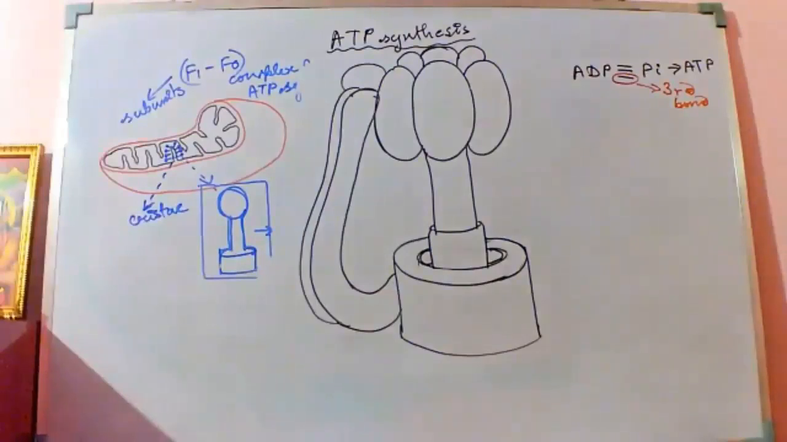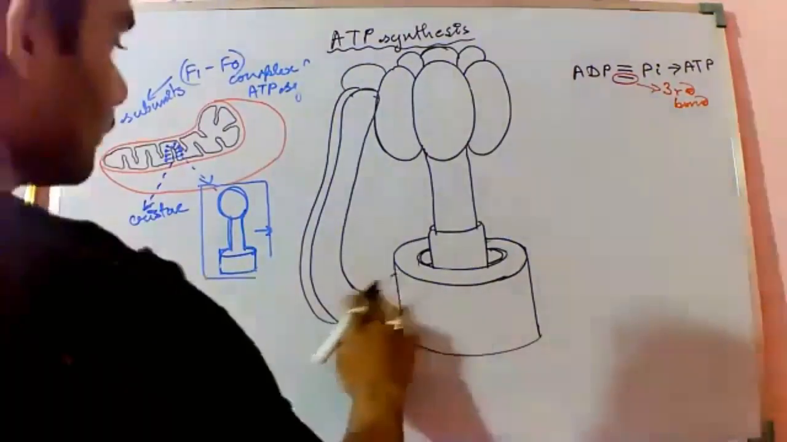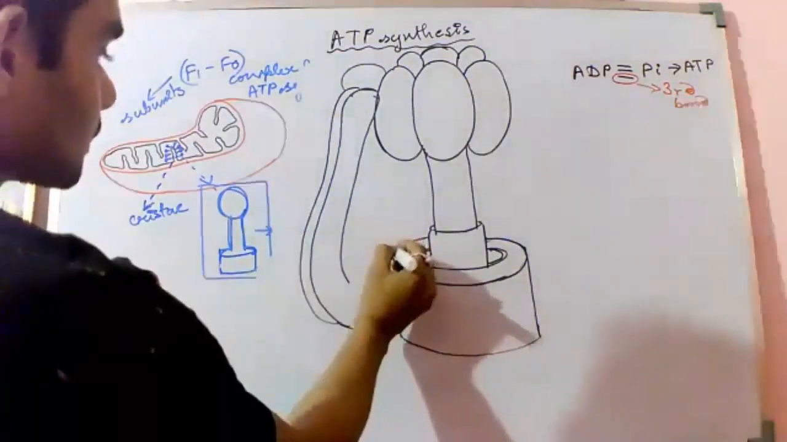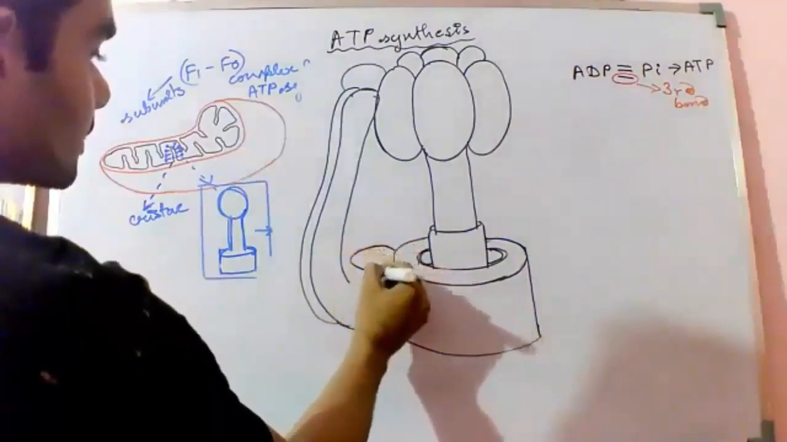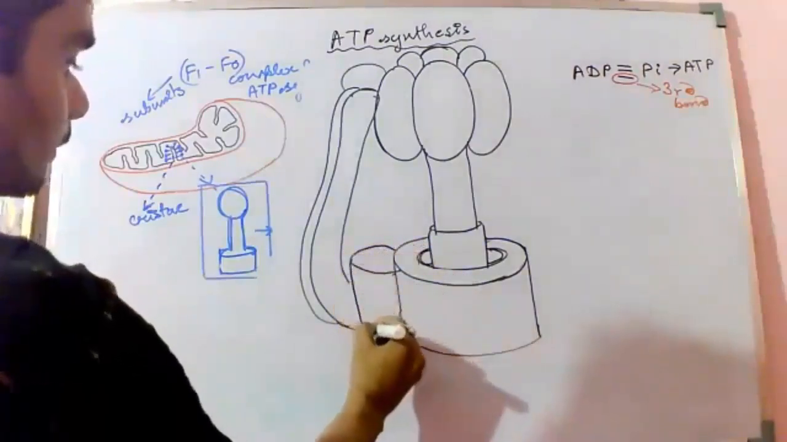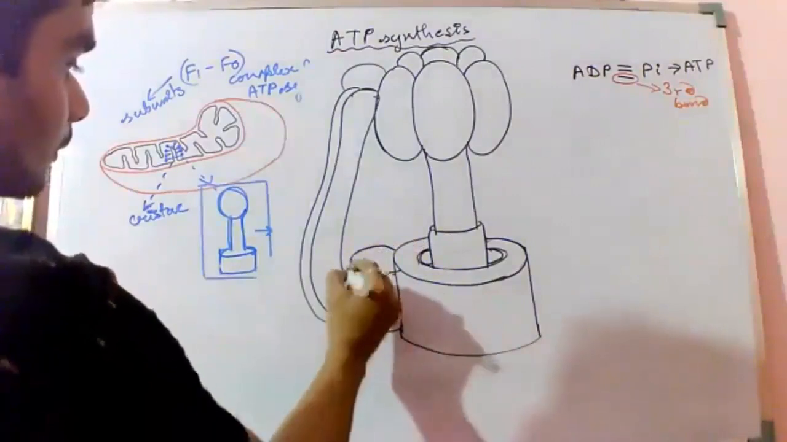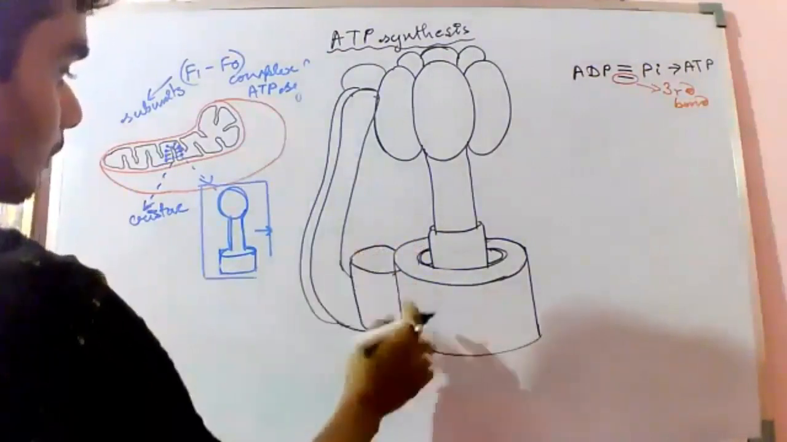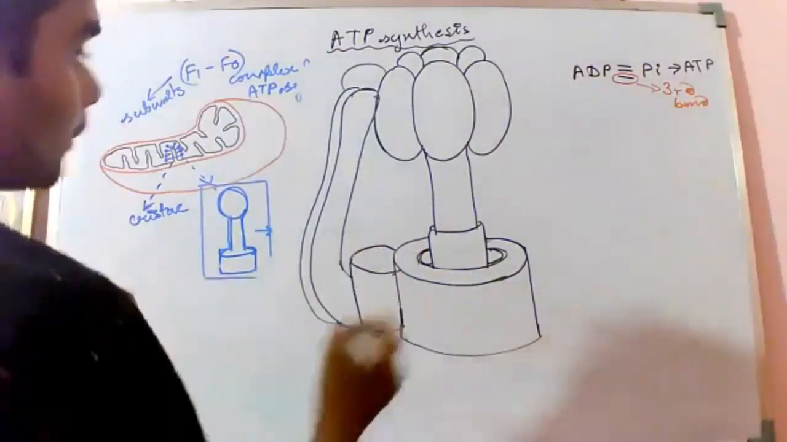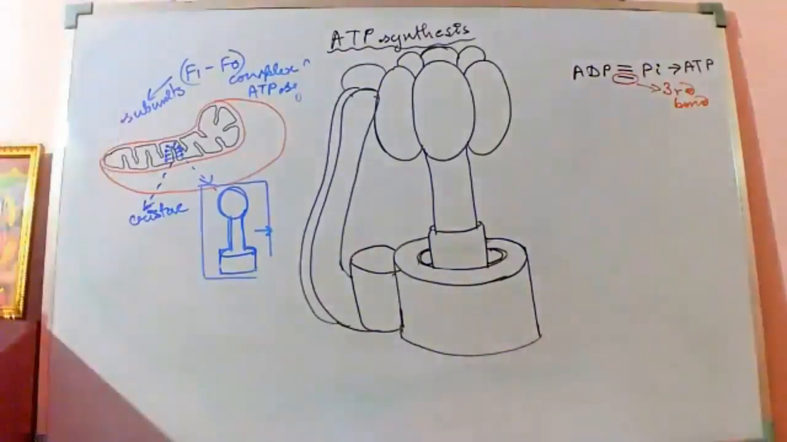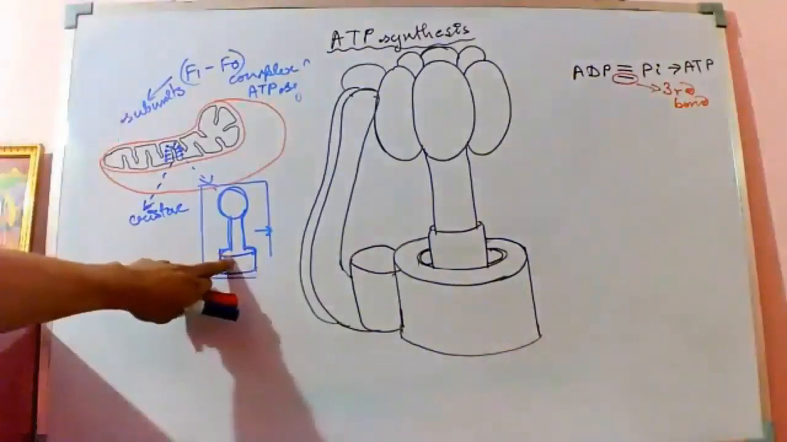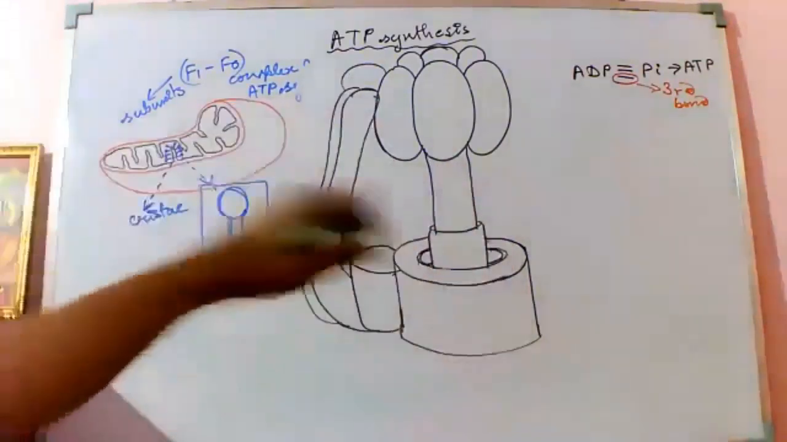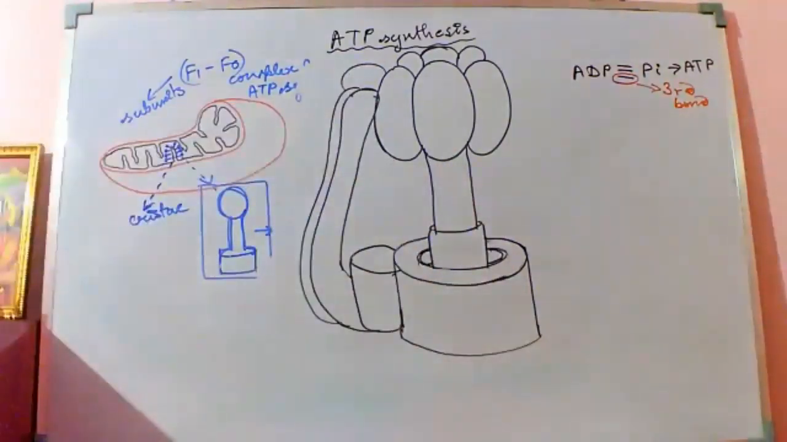Are you able to see the diagram properly? Is it clearly visible? Yes, sir. Okay. Now, so sorry, here another unit is present. So this coin of chess is actually this structure. This is the entire structure of ATP synthetase.